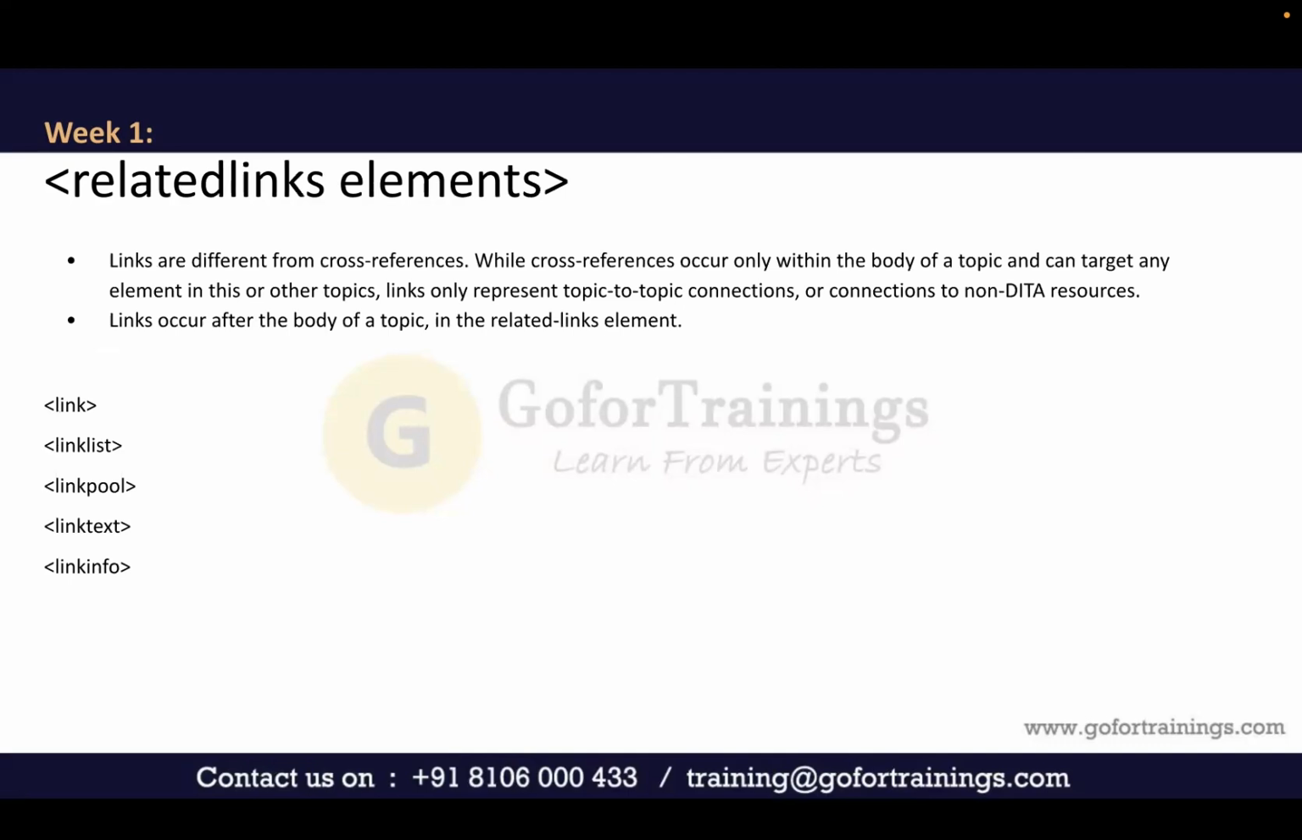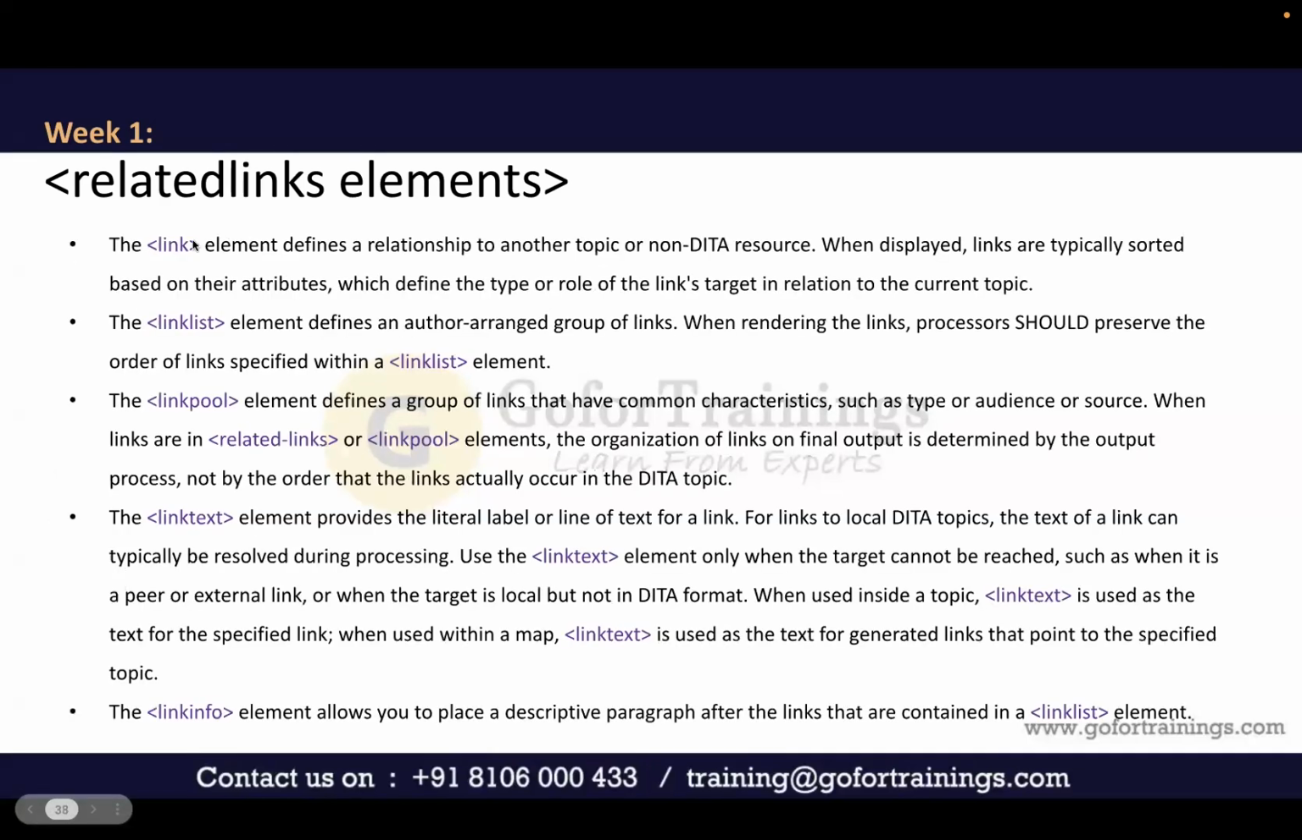Like I was saying, related links are different from cross references. Cross references are part of the body. When you want to establish a link outside of the body, that's when you use related links. Some tags that are related to related links: link, link list, link pool, link text, link info. Definitions for each of those are self-explanatory. I'll share the slide deck.